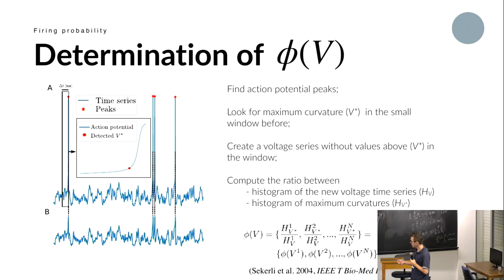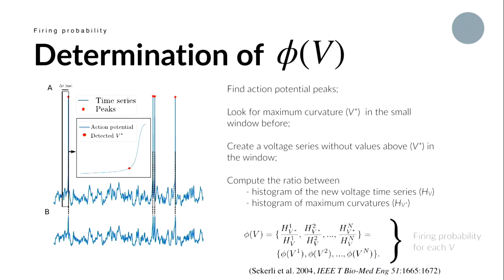It's very important at the first moment to determine the phi of V. Of course, you can imagine that the phi of V can change a lot the behavior of this neuron. So we have employed this method, which is not our method, but some people have used it before, which is a way to determine this probability function here. And it follows like this.